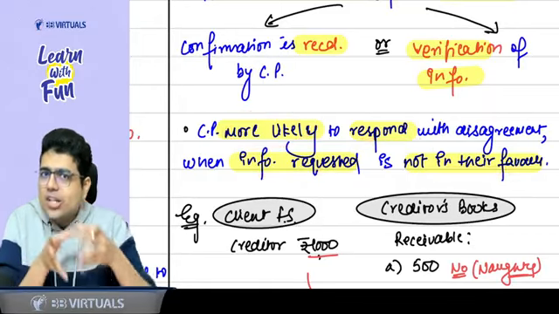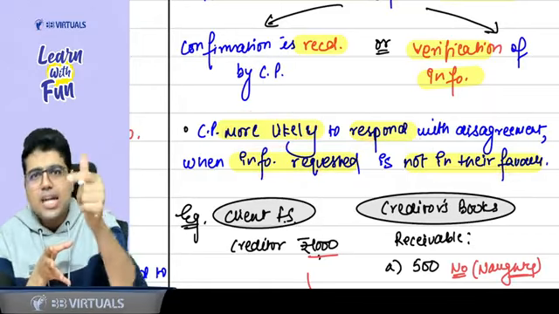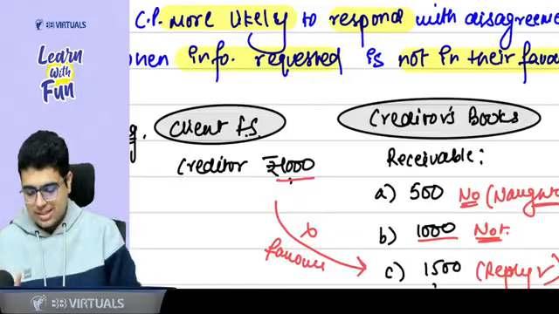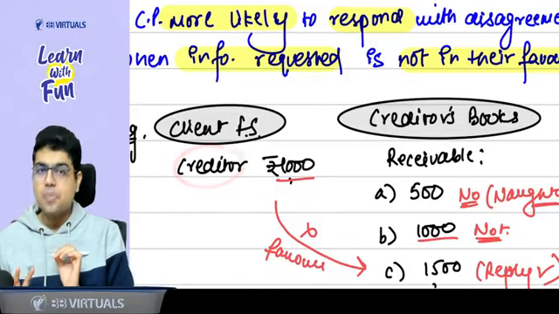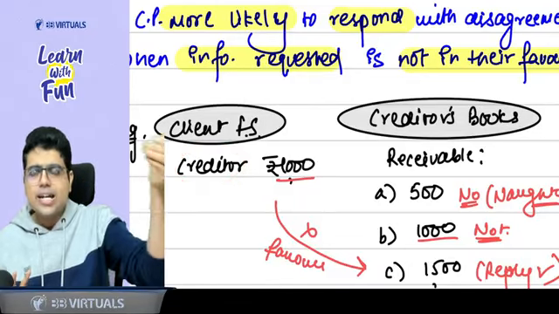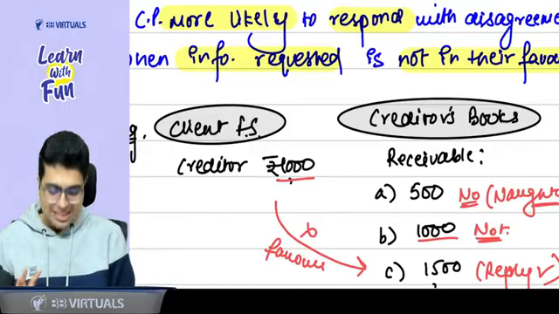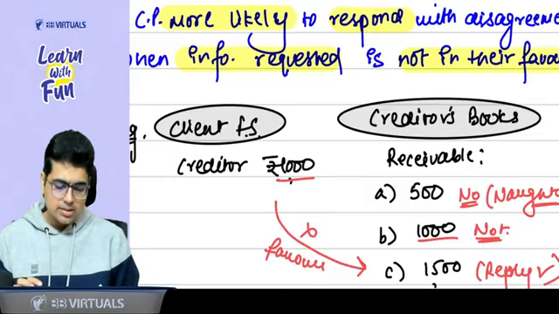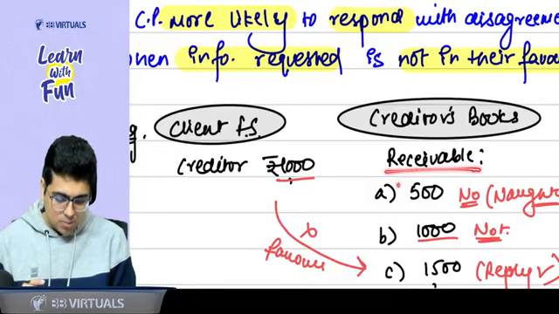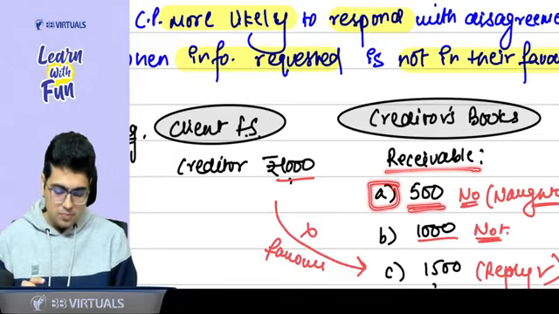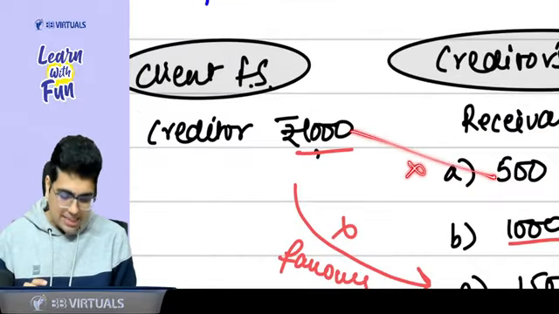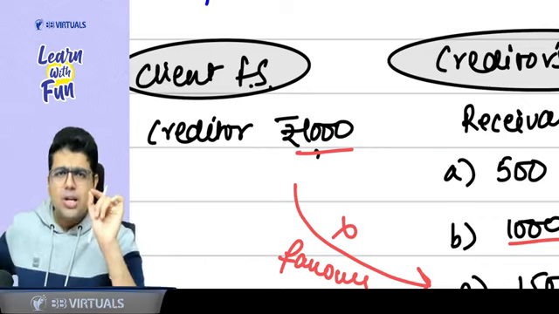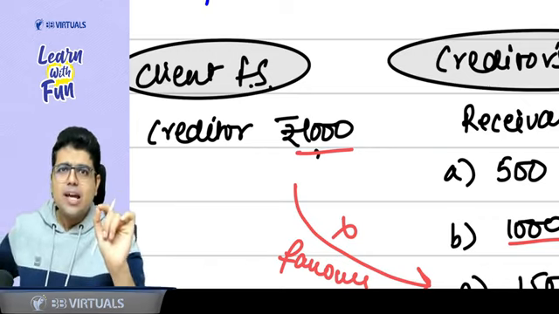When things are not in their favor, they are more likely to respond. Let's understand with an example. Let's say in your client's financial statements, there is a creditor. The amount due to the creditor shown in the financial statements is 1000 rupees. But in the creditor's books, the receivable balance is 500. Is the information matching? No. Should the confirming party reply? Yes. But do you think the confirming party will reply?